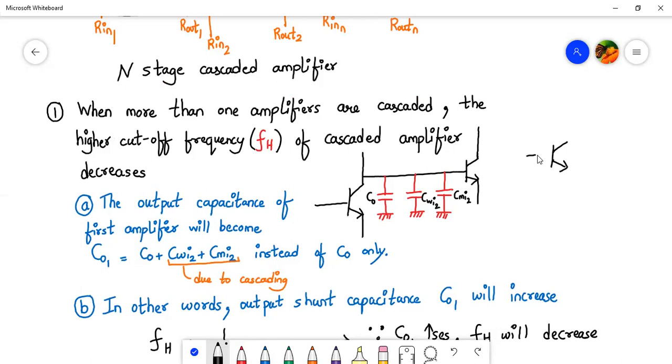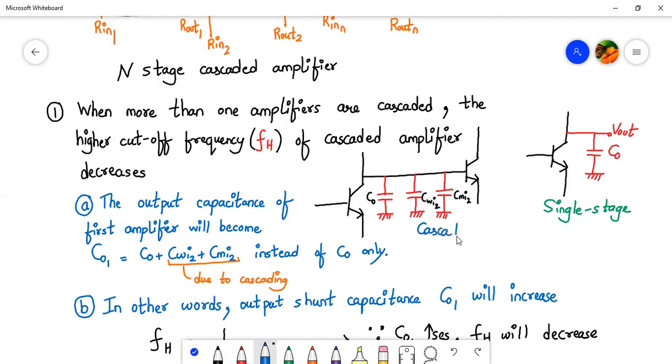So you have the first stage, and it would have been CO, the output parasitic capacitance. But now, since it is cascaded, this would have been Vout. This is the first stage, this is a single stage, and this over here is my cascade. So here the parasitic capacitance would have ended at CO itself.